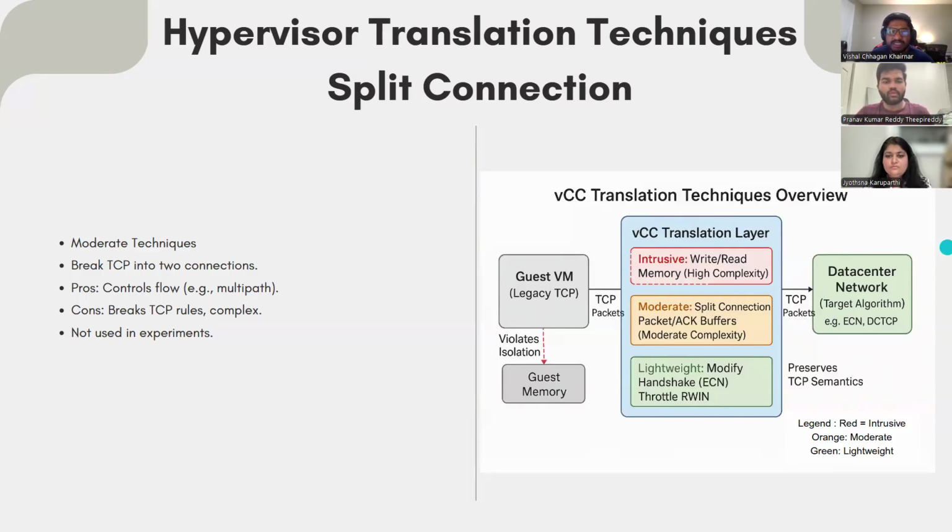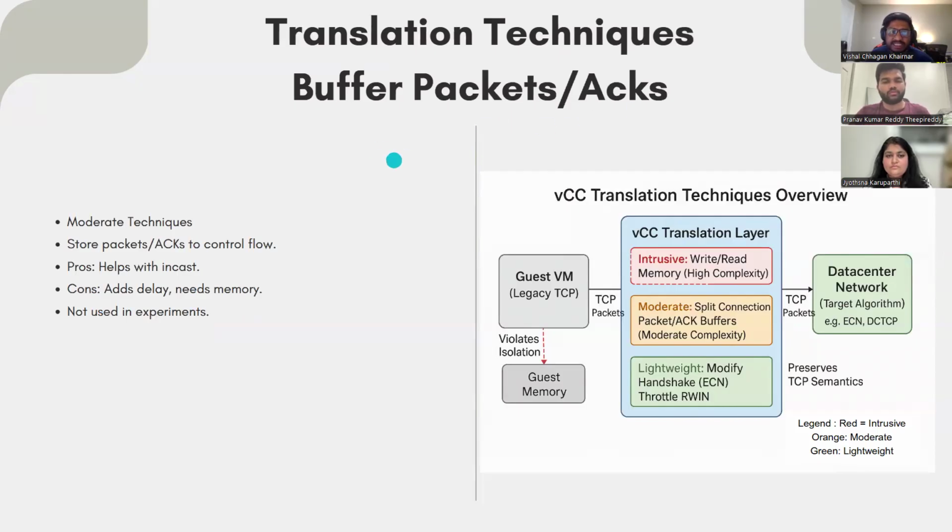So let's have a look at another translation technique, which is buffering packets or ACKs, where VCC holds onto the packets or ACKs to control when they are sent, smoothing out the traffic. This helps with problems like TCP incast, where too many packets jam the network. But buffering needs a lot of memory and adds delays, which isn't great for speed. It's also tough to manage with big packets, and the paper doesn't use this either, as it slows down the process in most cases.